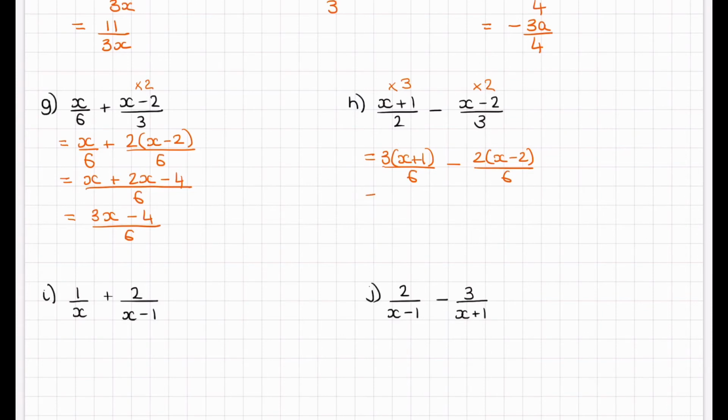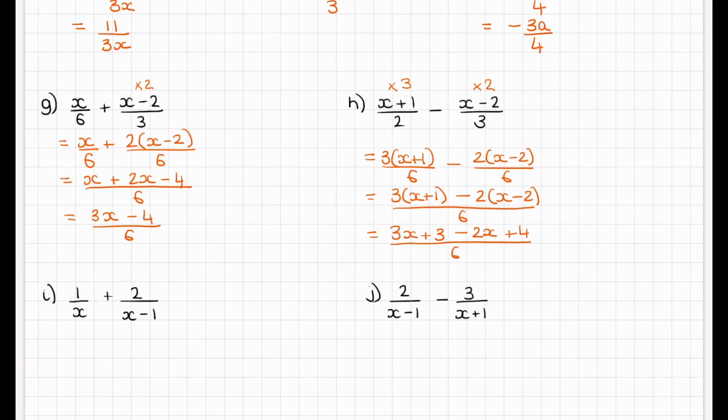So we'll have 3x plus 1 all over 6 minus 2x minus 2 all over 6. Then from here we'll create one fraction. So we'll have 3x plus 1 minus 2x minus 2 all over 6, and then we'll expand and simplify. So we'll have 3x plus 3 minus 2x. Now we've got minus 2 times minus 2, so that would be plus 4. And that is where the error will get made if you make one.